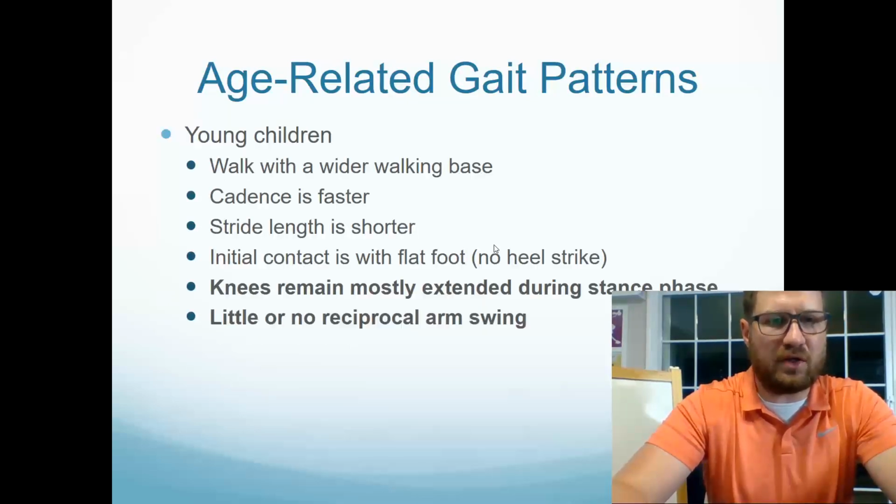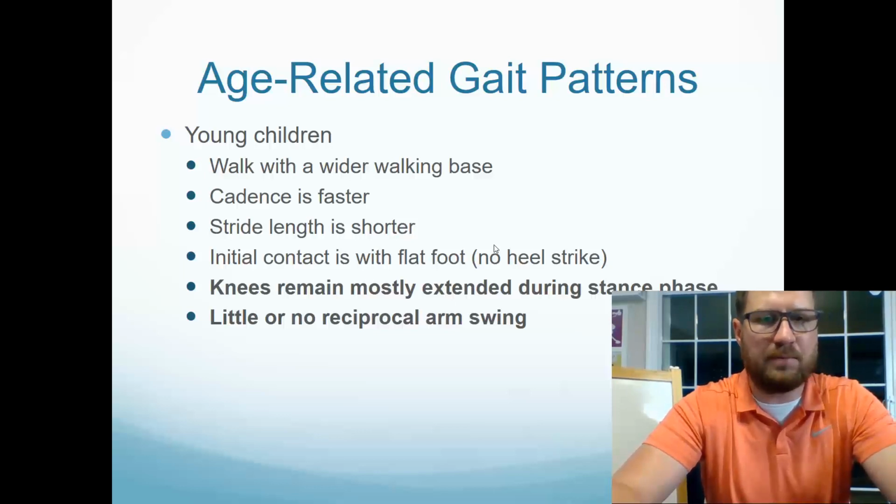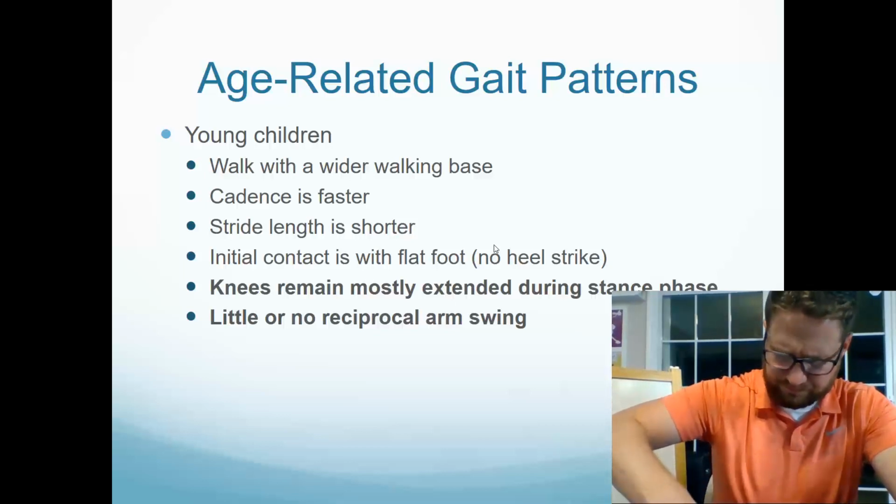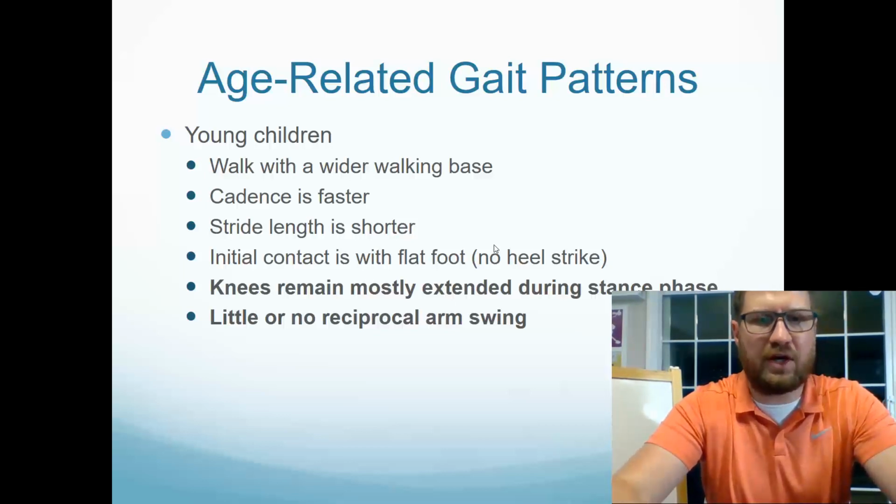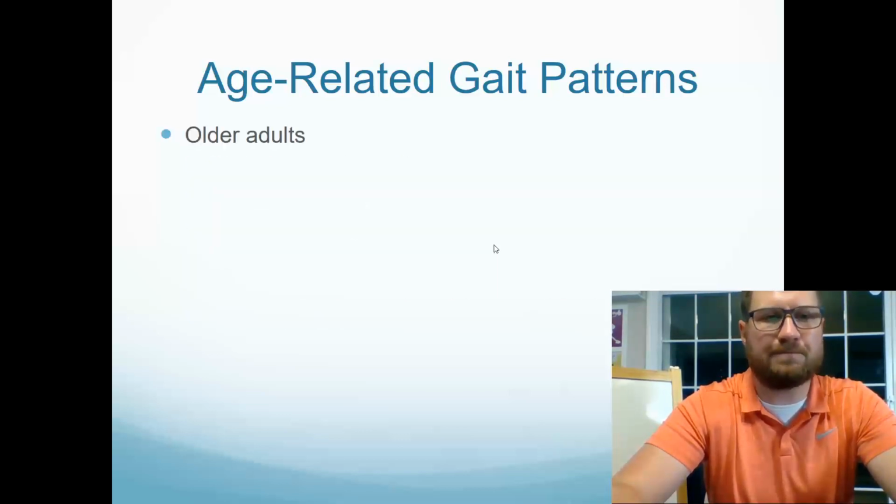Our young children, like we've talked about, are going to walk with a wider base. Their cadence is going to be faster, usually to keep up with us bigger people. Stride length is going to be shorter because they have shorter little legs. Initial contact is with a flat foot, no heel strike. Or if you're like my son Marshall, he has more of a forefoot strike. We're trying to get him to be more heely, but that will come. Okay. Young little kids have little or no reciprocal arm swing.